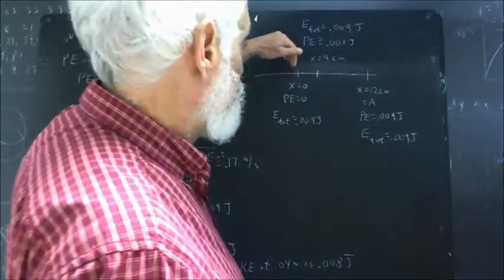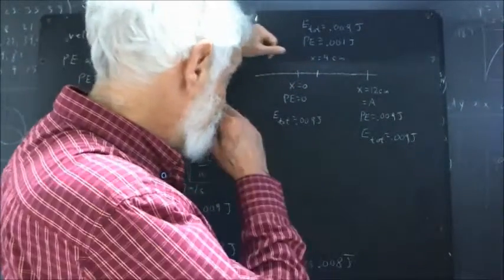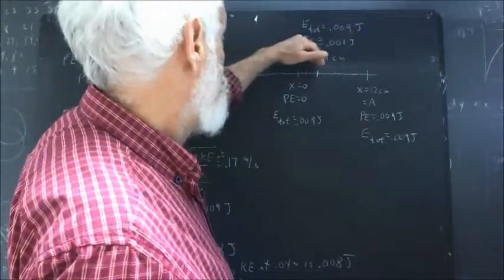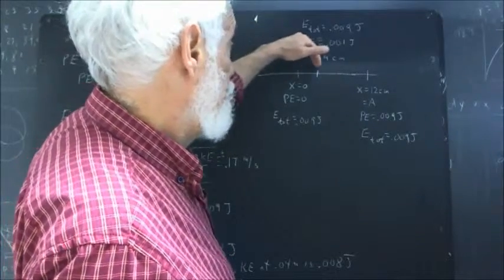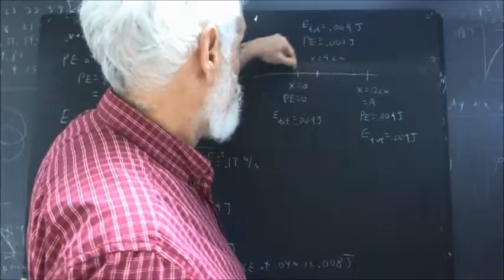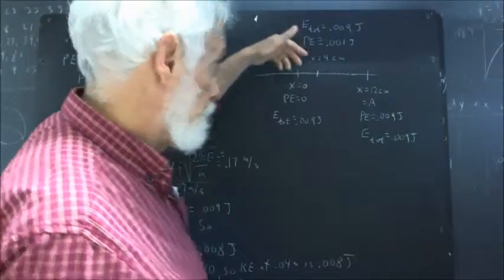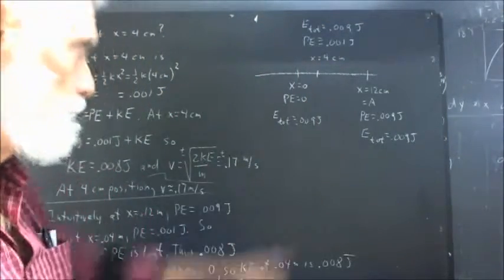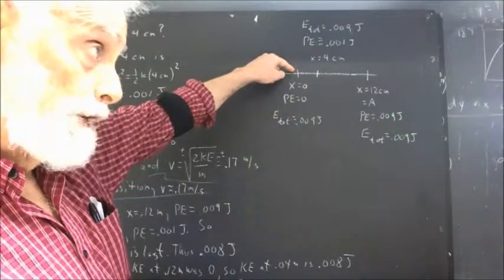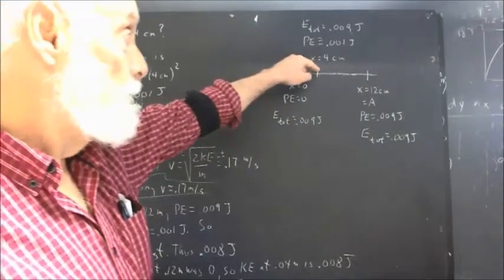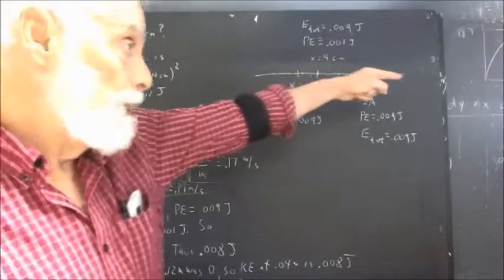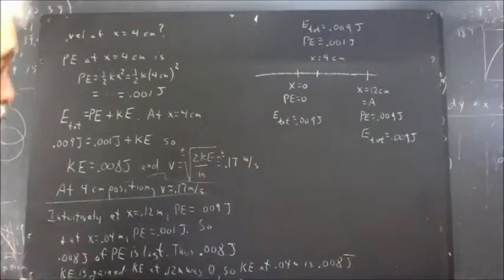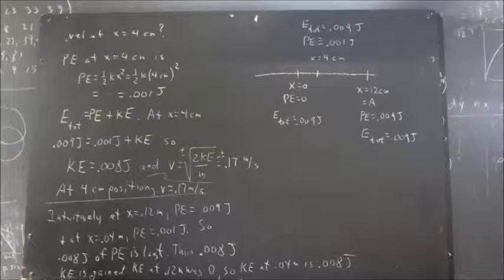But now it's going to start gaining potential energy and losing kinetic energy. So it's going to gain 1/10 of a joule of potential energy between here and here, so it's going to lose 1/10 of the 0.009 joules of kinetic energy it had when it got here, and it's going to be back to 0.008 joules of kinetic energy, but now it's moving in the positive direction at 0.17 meters per second.